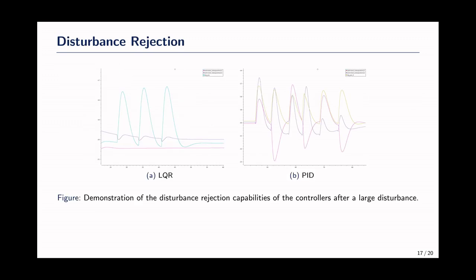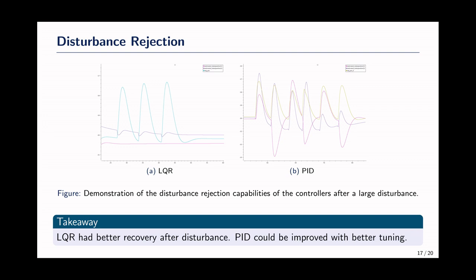So if we look at the disturbance rejection plots, these plots are small, I apologize. What's plotted is the north-east-down position in meters. On the right, we have the PID, and on the left, the LQR. When I apply that disturbance, each of those spikes is a different time that I applied it. So I applied it on the left 3 times and on the right 6 times. One important thing to note is that all 3 axes of the PID control get driven away from their desired location, while the LQR is able to control a lot better. So takeaway, LQR had better recovery after disturbance. PID could probably be improved if you had better tuning.